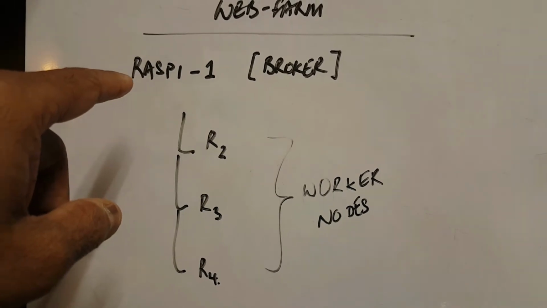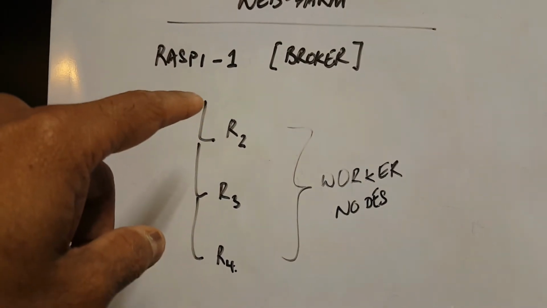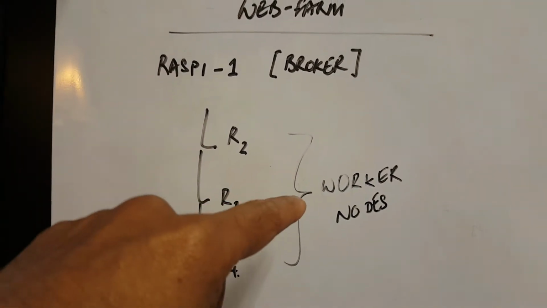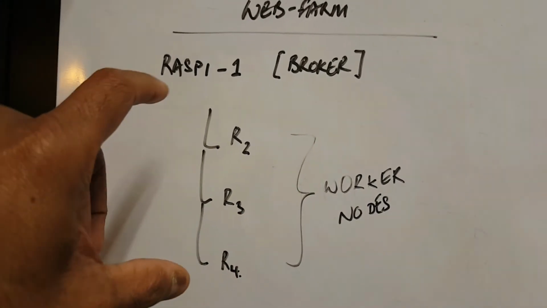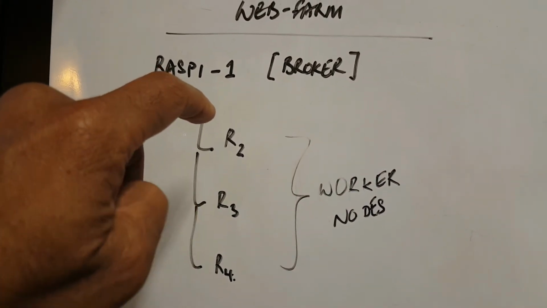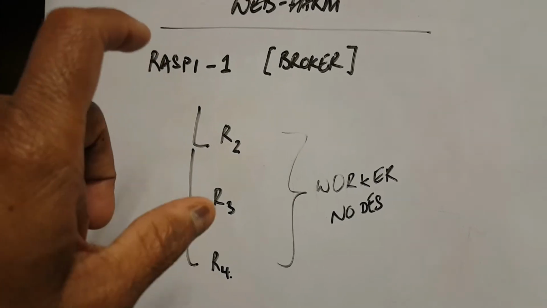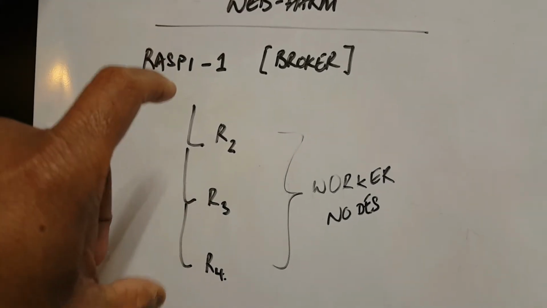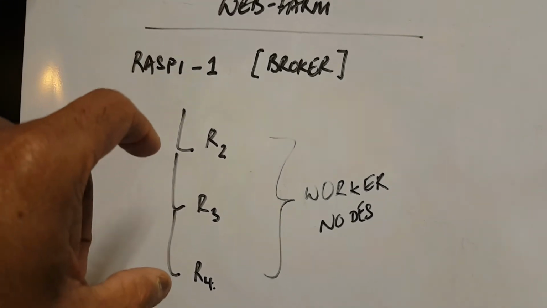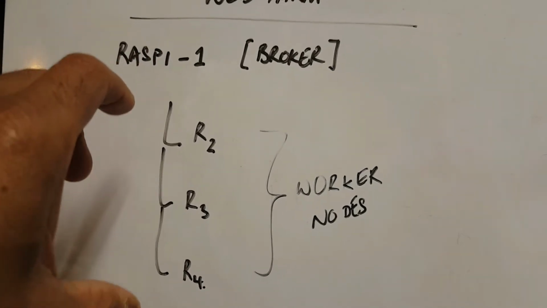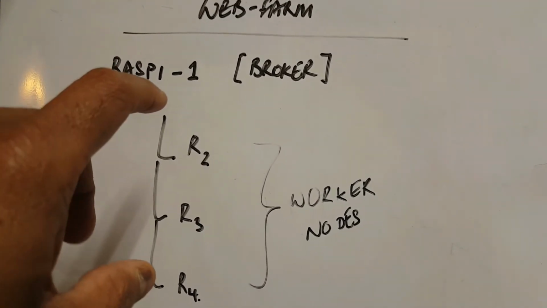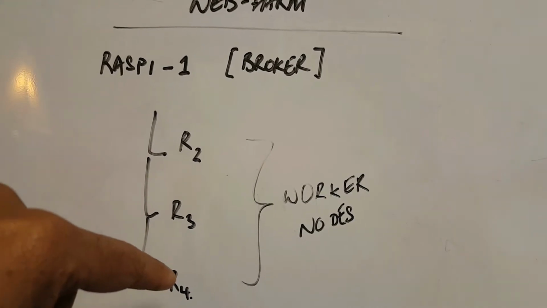So we've seen earlier that my Raspberry Pi web farm is made up of 4 Raspberry Pis. The first one is the broker, and the next 3 Raspberry Pis are worker nodes. Raspberry Pis 2, 3, and 4 are exactly identical from a software footprint standpoint, and also obviously from the physical footprint standpoint. They're all Raspberry Pi 3s.